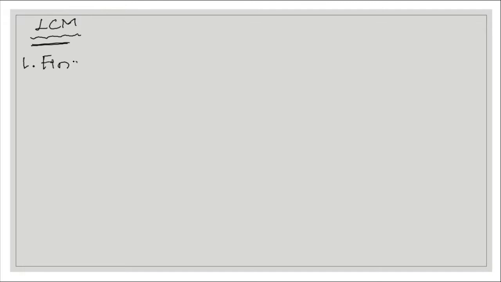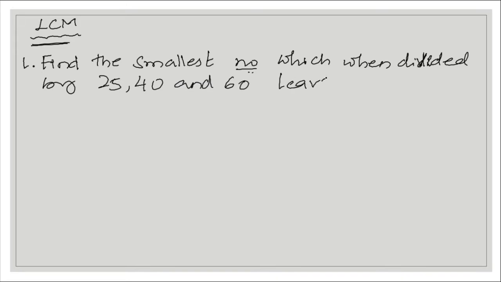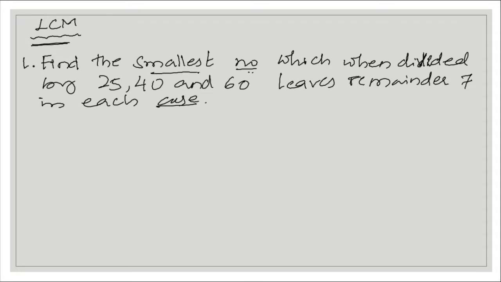First question, find the smallest number which, when divided by 25, 40 and 60, leaves remainder 7 in each case. In highest common factor, this was the largest number. Now the question is related to least common multiple. So we need to find out the LCM of these numbers 25, 40 and 60.